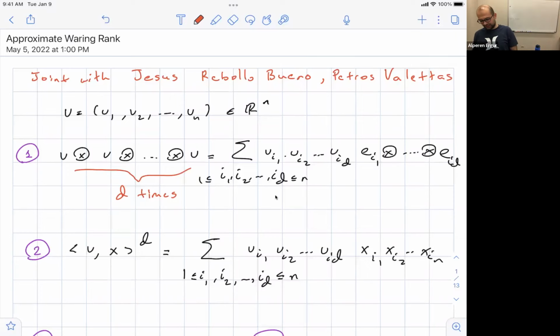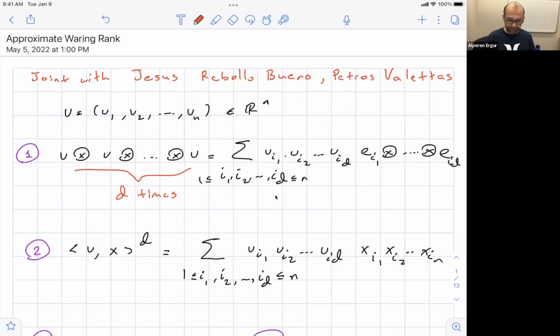This is joint work with Jesus Rebollo Bueno and Petros Valettas. We didn't put it on arXiv yet, but hopefully in the summer we'll have time to clean it up and put it on arXiv. It's somewhat basic questions, and I was surprised this stuff is not already known. I searched the literature and I'm going to tell you what I found that is known. Almost everything we do is from scratch, more or less. I'm going to try to tell you the ideas, there will be theorems, algorithms, and the ideas behind those theorems and algorithms.